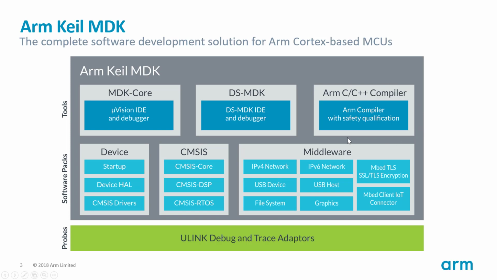During the webinar, you will see how we use software packs to provide device support, as well as software components that you can use as building blocks for your applications. We also offer MDK middleware that provides royalty-free and tightly coupled software components specifically designed for communication peripherals in microcontrollers, such as TCP/IP, USB connectivity, file system, and Arm Mbed support. Finally, Arm also offers a set of ULINK debug and trace adapters that guarantee the best development experience with MDK.